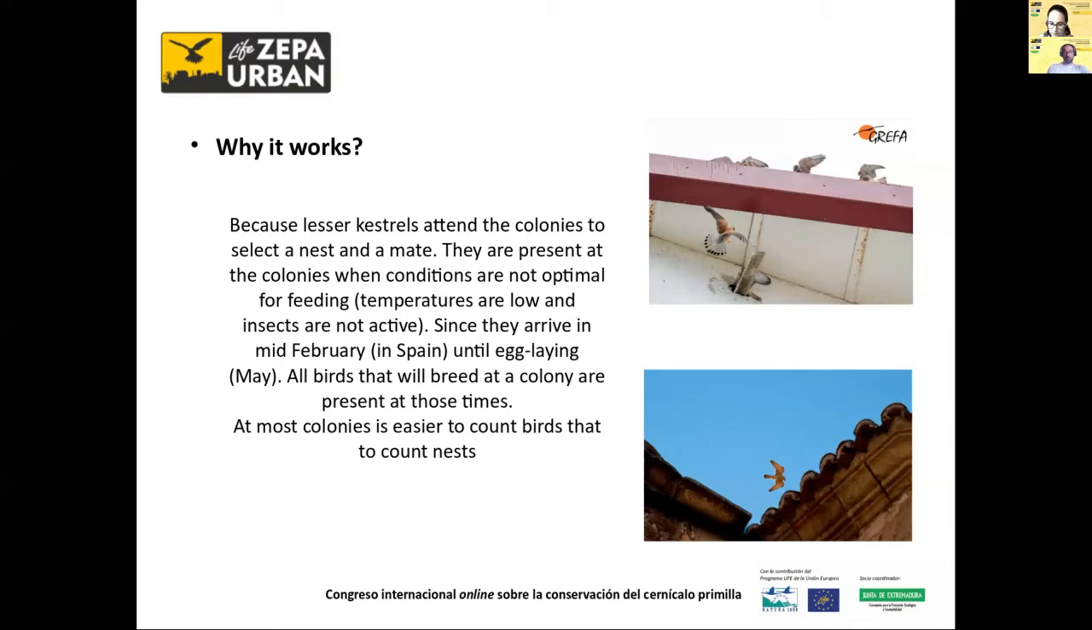And they do this all the time from when they arrive from migration until they start egg laying. So in the case of Spain, from mid-February until May. All birds that will breed at the colony are usually present, and in most colonies it's much easier to count the birds, especially if they are flying, than to count nests.